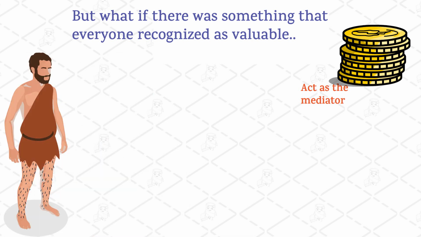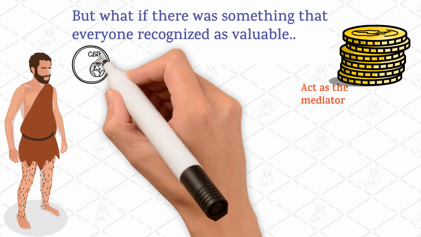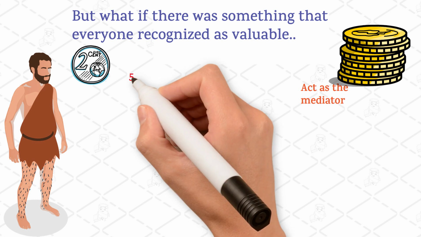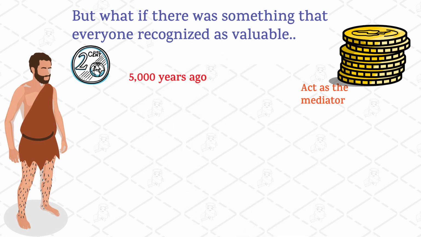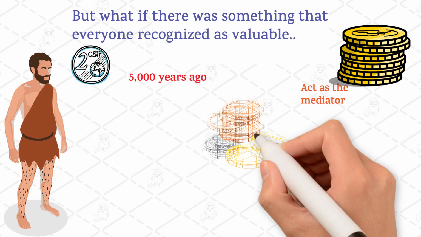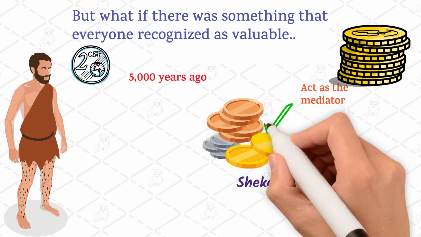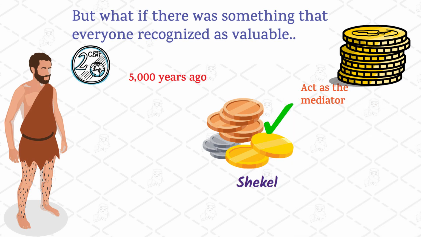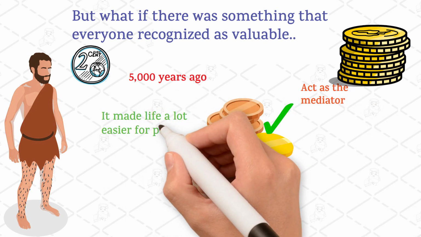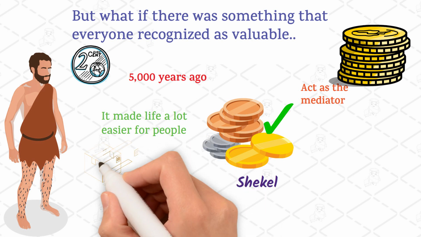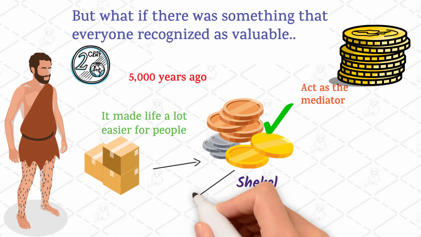The earliest record we have of humans using money is 5,000 years ago in Mesopotamia, when the people there created the shekel. Shekel were coins made of a specific amount of gold or silver. Since everyone agreed gold and silver were valuable, it made life a lot easier for people to simply trade their goods for shekel, then use the shekel to buy what they needed.